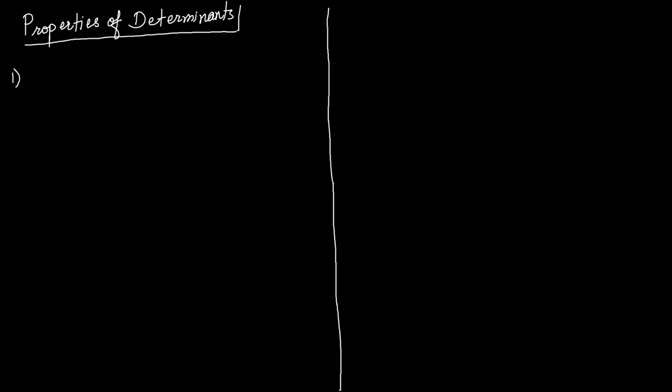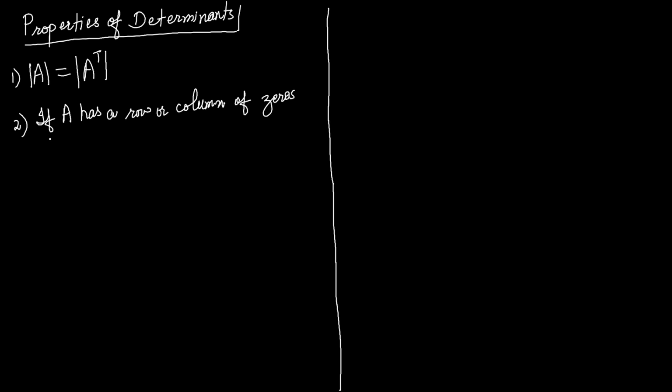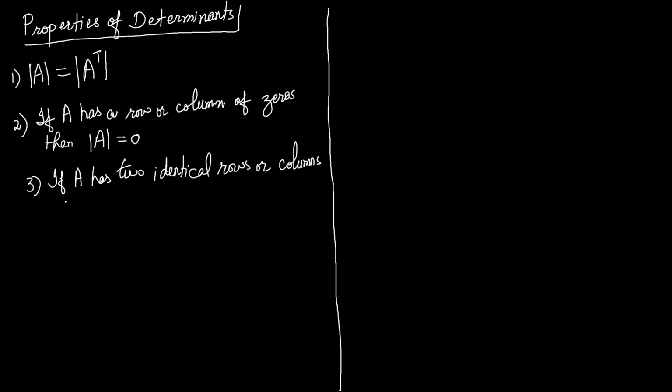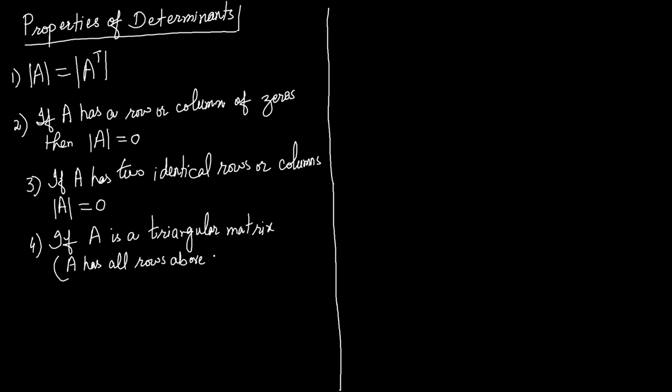Let us discuss properties of determinants. First, the determinant of A transpose is equal to the determinant of A. Second, if A has a row or column of zeros, then the determinant of A is 0. Third, if A has two identical rows or columns, then the determinant of A is 0. Fourth, a triangular matrix is one which has all zeros above or below the diagonal. So if A is a triangular matrix, then the determinant of A is the product of the diagonal elements.